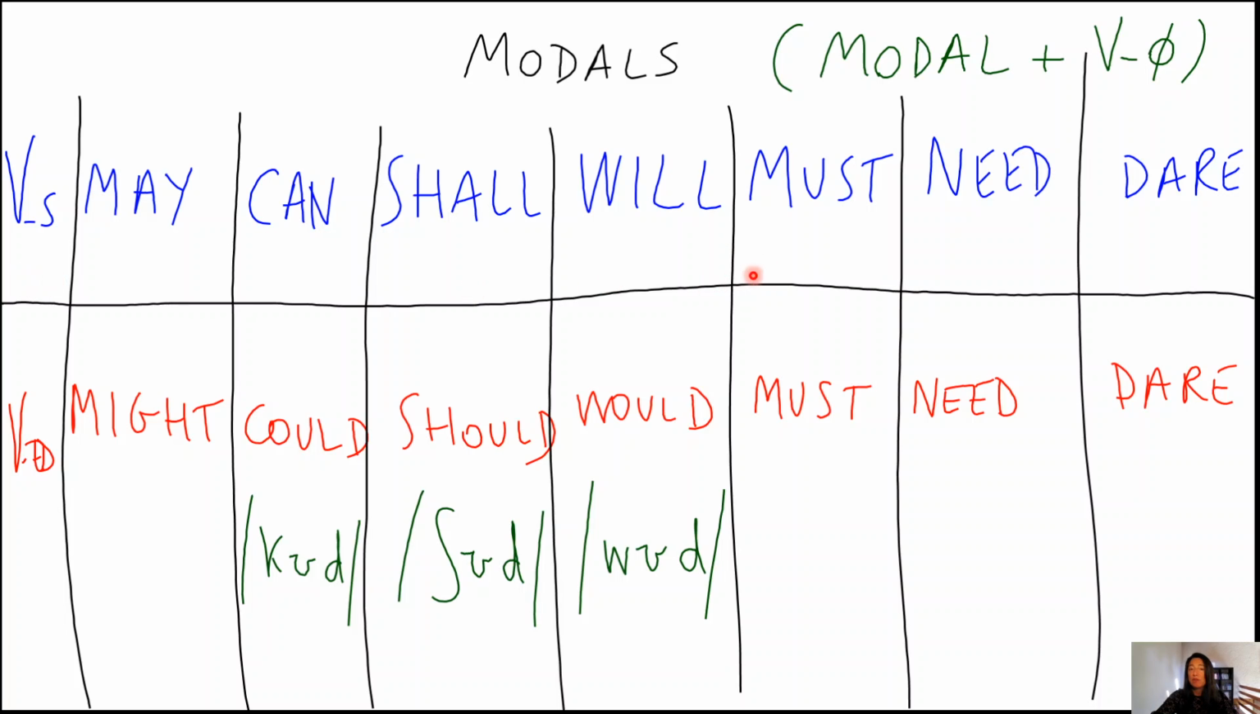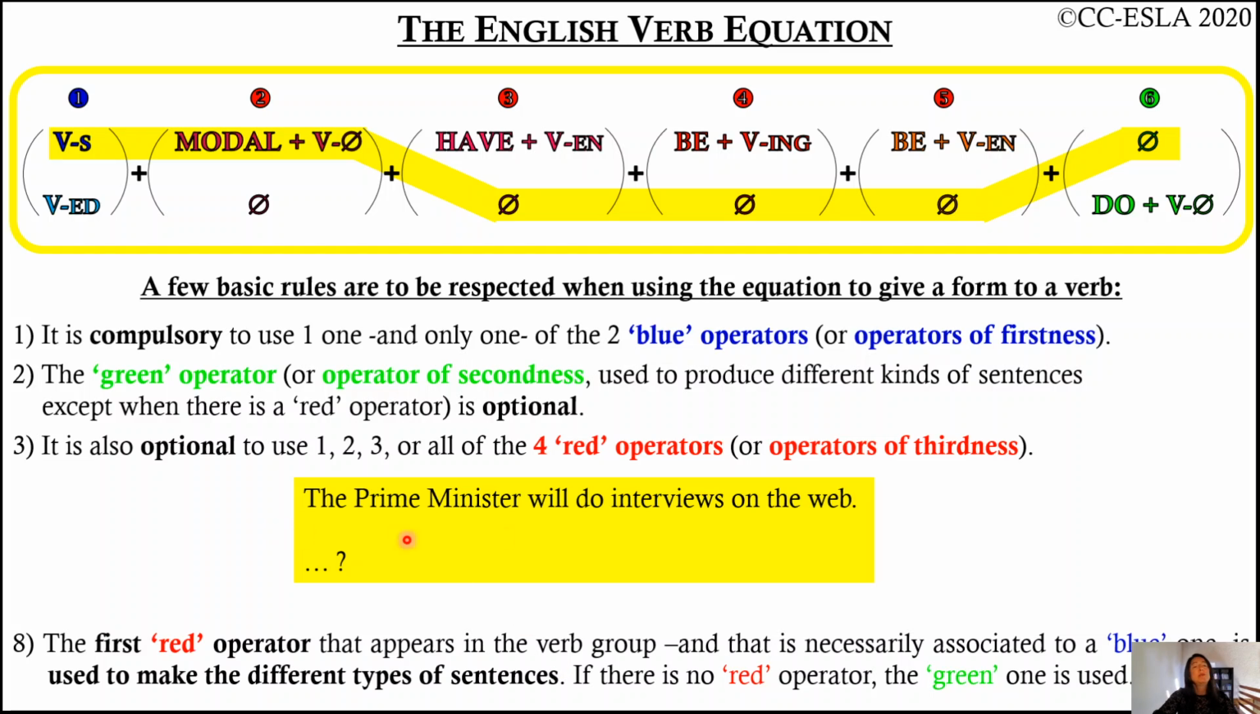So let's say we want to use this modal in the same example as the previous one. So let's start with the Prime Minister as our subject, and then we want the present tense of the modal will, which is will. And then we want the verb base because it's modal plus verb base, V0. So in this case, the example will be the Prime Minister will do interviews on the web.